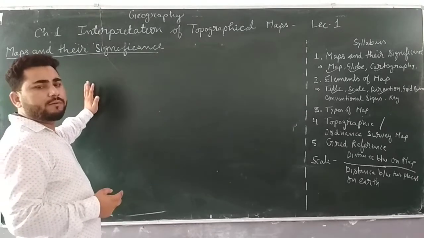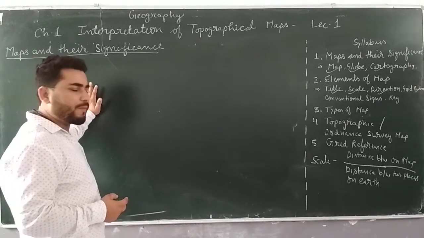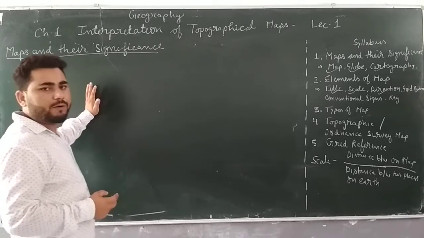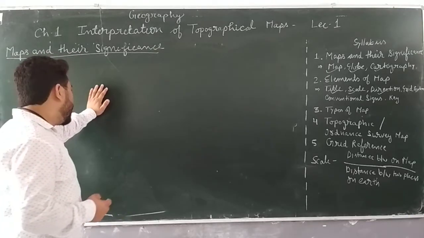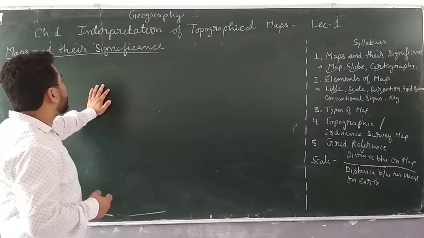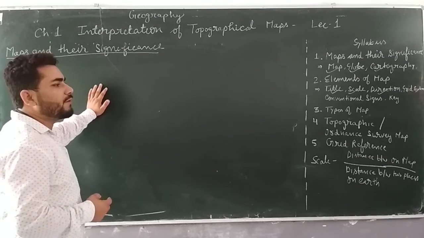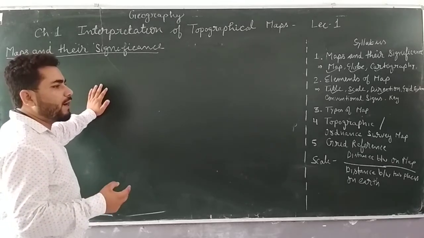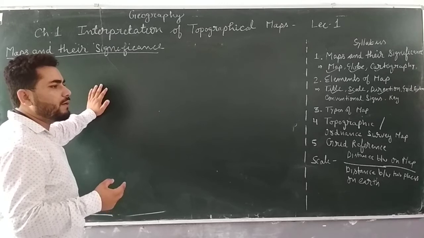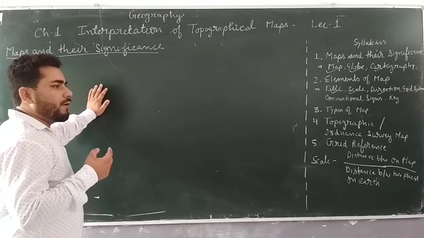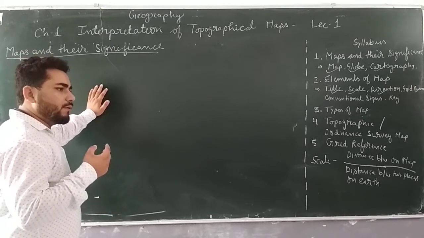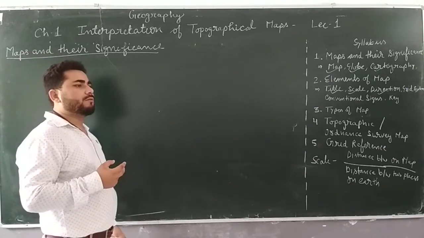So all these features of the Earth, physical feature or cultural feature, can be represented on map. With the help of map, we are able to understand different things. Then what other significance of maps are there? Significance of maps are there in understanding the various information of a place.